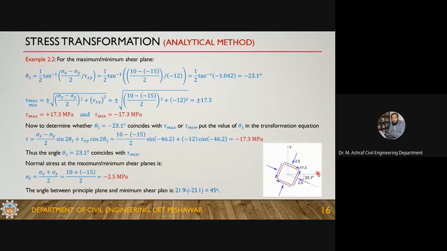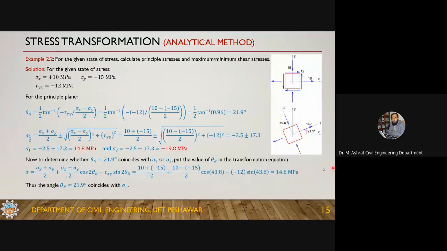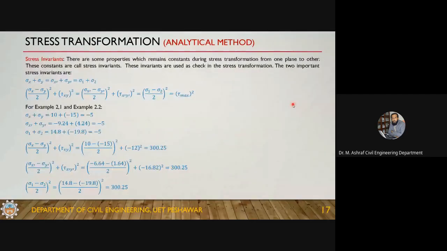Let me show it on the actual plane. This is the principal plane, and this is the maximum shear stress plane. The angle between the two is 45 degrees. It should always be 45 degrees.